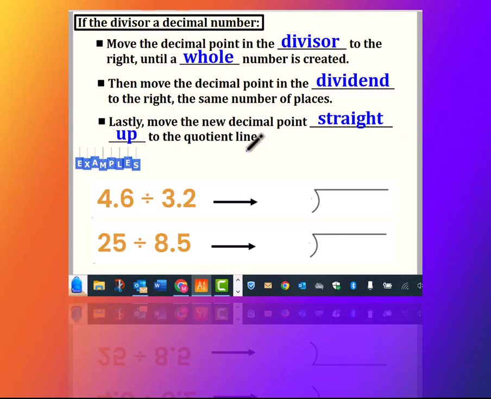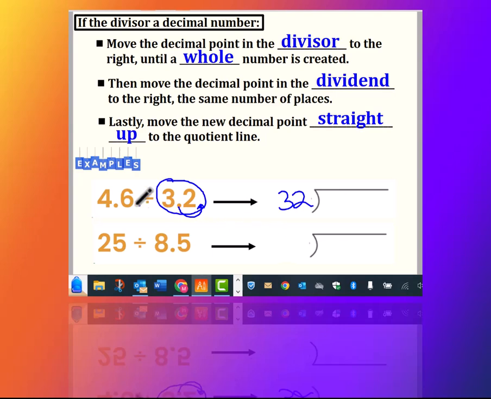So let's do our example. Our first thing, look at your divisor. Here is our divisor. It is a decimal number. We need to turn it into a whole number. So we're going to move that decimal point one place to the right. And when we do, we now have the whole number 32. So that's our divisor. It goes on the outside.